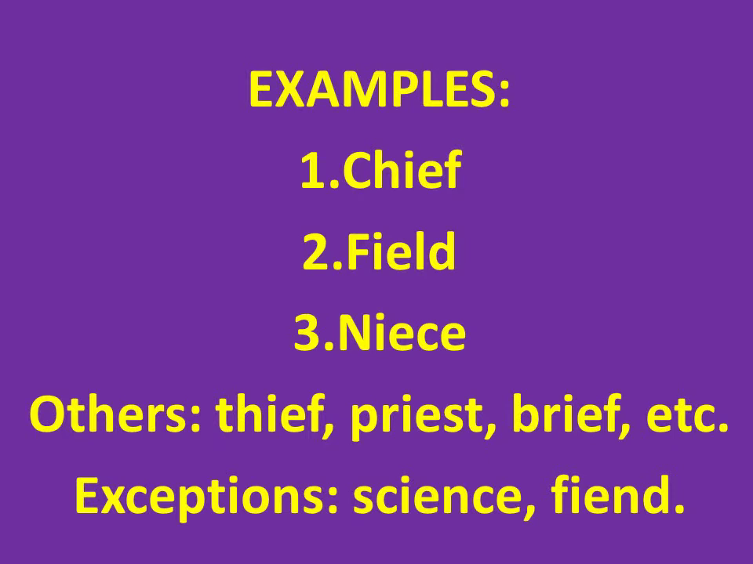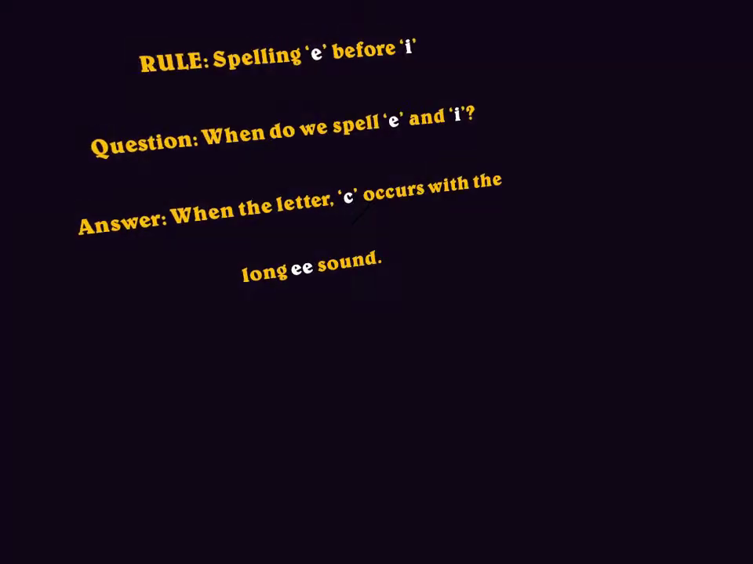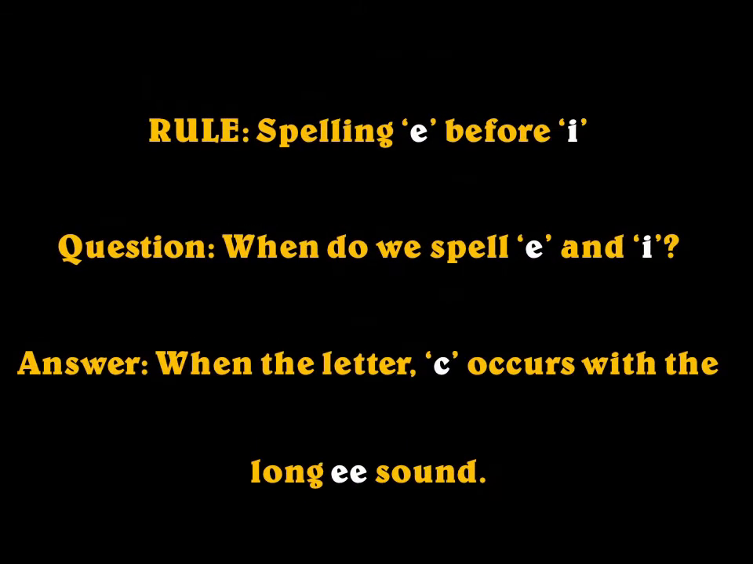But there are exceptions to this. In science, we also spell I before E, but it's an exception. It doesn't work that way here. So I have exceptions such as in science and in the word fiend. Okay? Fiend might be a bit difficult for you. It simply means an enemy, or something that is not friendly, so to say.